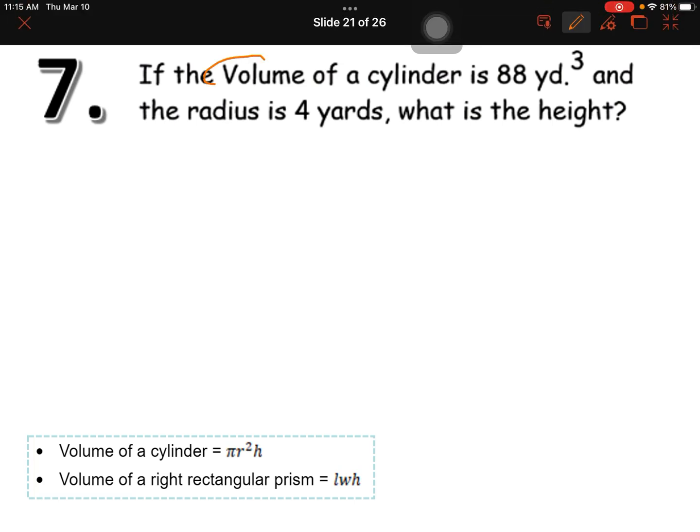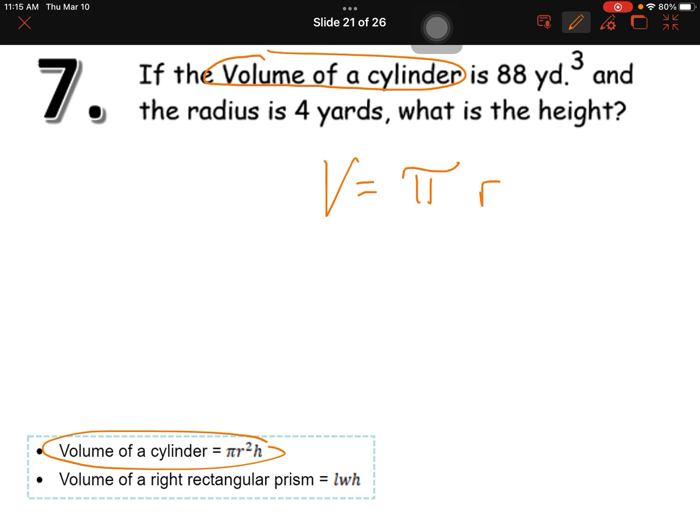All right, so this one, it tells you volume of a cylinder. Anytime I see that, I know I'm going to just write the formula. So volume is pi r squared times the height. It says the volume of a cylinder is equal to 88 yards cubed, and has a radius of 4 yards. What is the height?